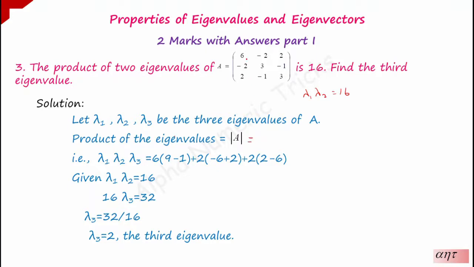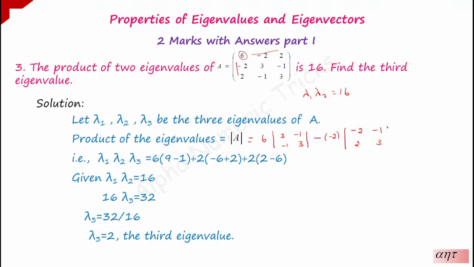First, you have to write 6, into, leaving the corresponding row and column of 6, the remaining elements you have to write. That is 3, minus 1, and 3. Next, the formula has a minus. The second element in the matrix, the A12 element, is minus 2. So minus 2 into the determinant, leaving the corresponding row and column, with the remaining elements: minus 2, minus 1, 2 and 3.